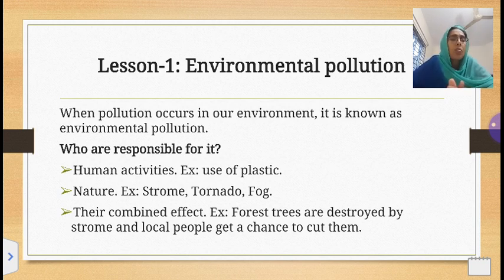And number 3, their combined effect. What is the combined effect? It means when human and nature together play a role to pollute our environment, it is called their combined effect. For example, our recent strong tornado, I think it's called Amphan. This storm destroyed Sundarban trees in our Sundarban forest. And after that, local people of Sundarban got a chance to cut them, because the storm had already destroyed some trees. So this is a combined effect.